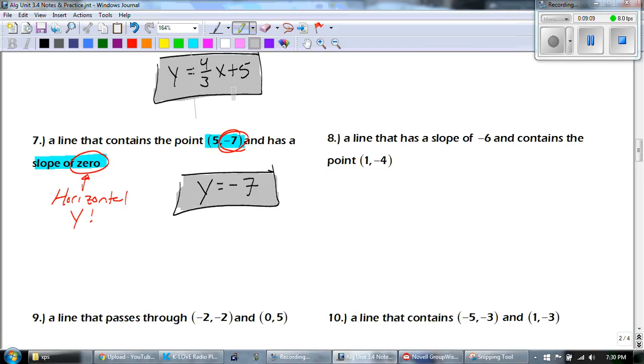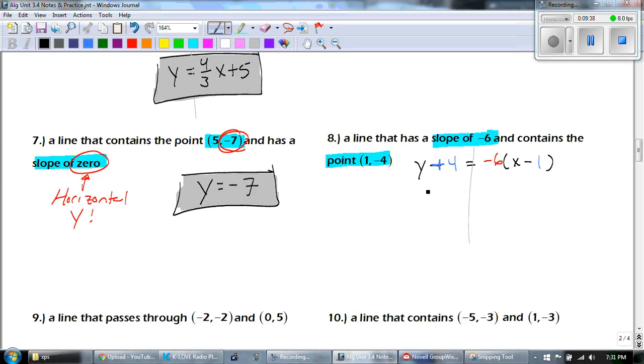All right, number 8. A slope, oh, it's not 0 or undefined, so we have to do some work. Slope of -6 and contains the point (1, -4). Okay, so I have to do point slope. I know that my slope is -6. Y is -4, so that turns to a +4 and -1.